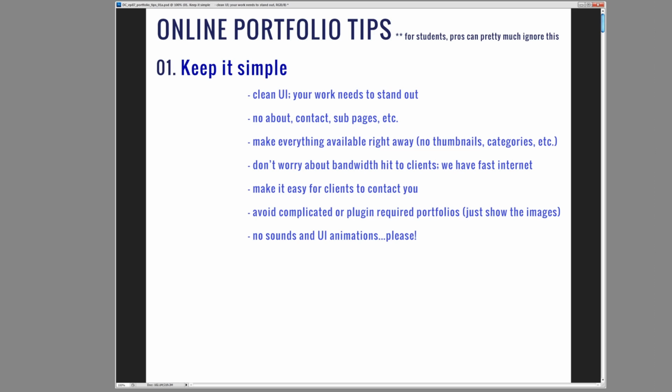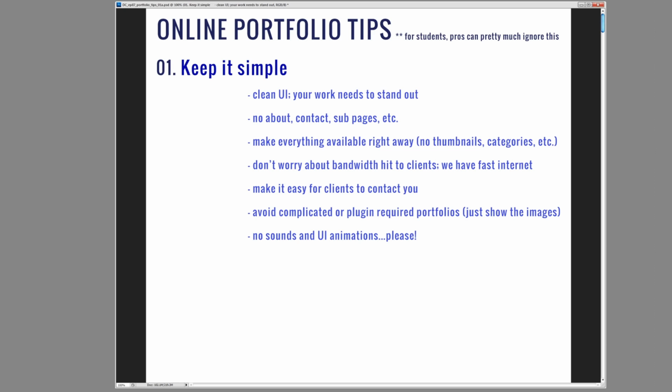Next, make it easy for clients to contact you. Make sure your email address is visible, and if you want to put a phone number, if you're working in Los Angeles, for example, phone numbers are sometimes important, but at least your email. Make it easy. Don't hide it. Don't put it on a sub page like contact or at the bottom of your page. Just put it somewhere so we can find it. If we want to contact you, we don't have to go dig around for it.